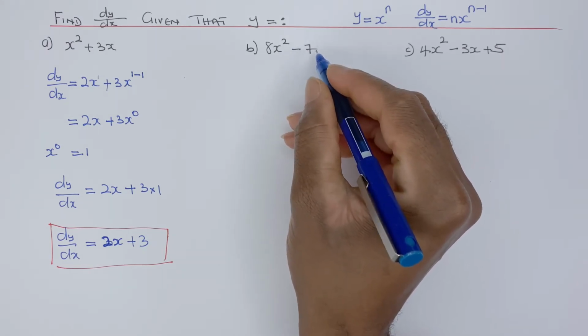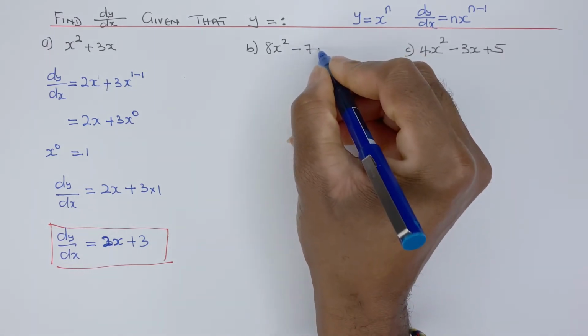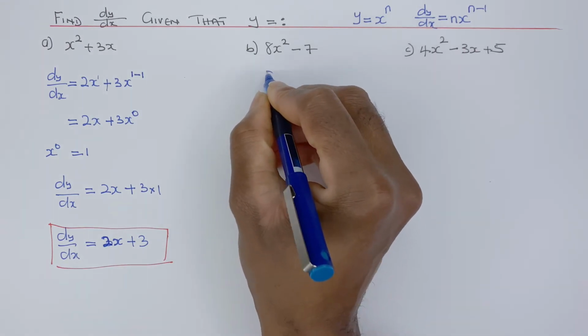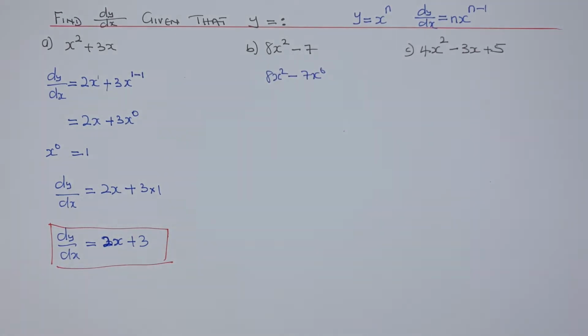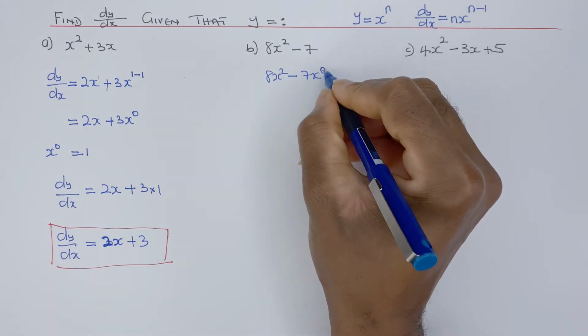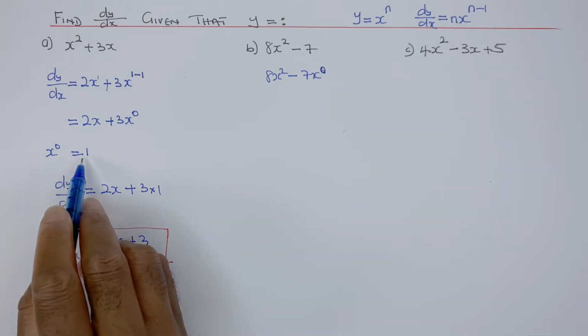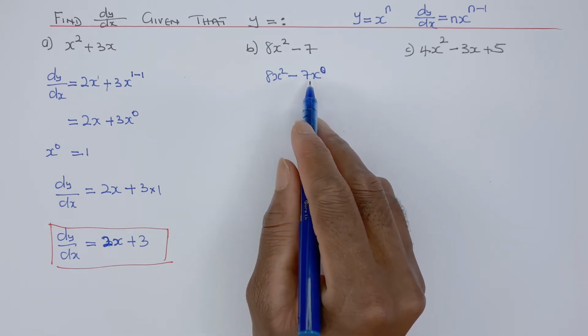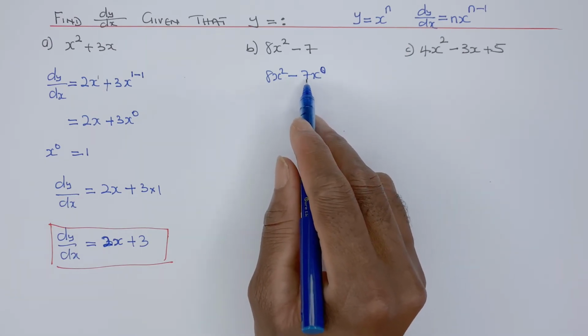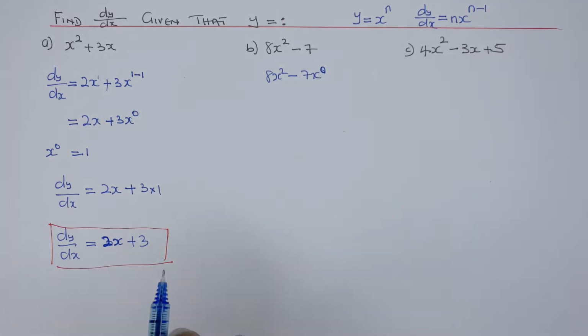That 7 is not just 7, it's actually 7. Let me just write it. So it's actually 8x squared minus 7x to the power of 0. Because x to the power of 0 is 1, that's 7 times x to the power of 0, and x to the power of 0 is 1, that's 7 times 1, that's why it's 7.